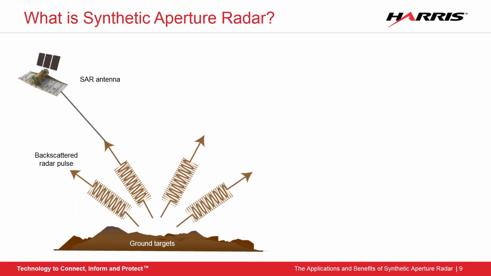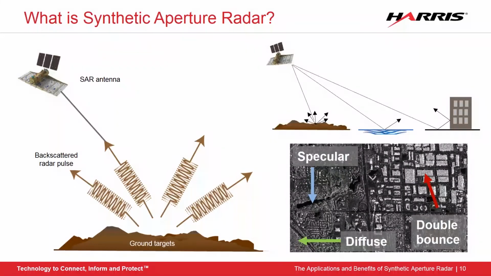SAR instruments work by emitting a pulse and then measuring the intensity, the phase, and the time of return from that signal after it bounces off the surface. How much of the radar signal gets returned to the antenna depends on a number of surface characteristics. One of the most influential of these is the surface roughness and shape.